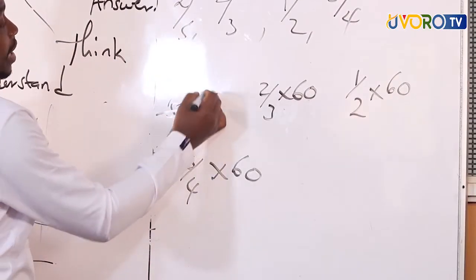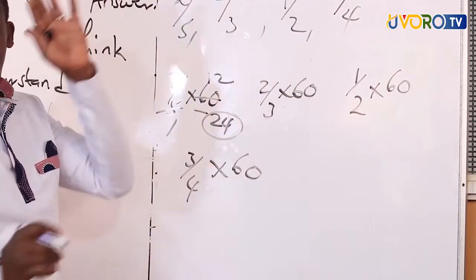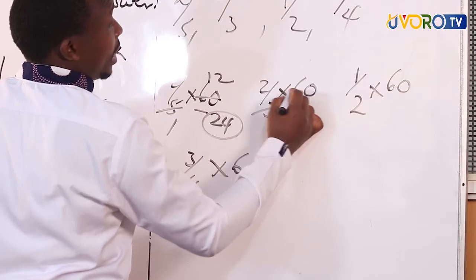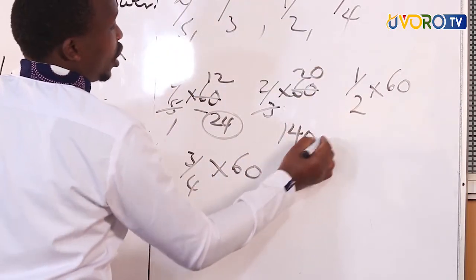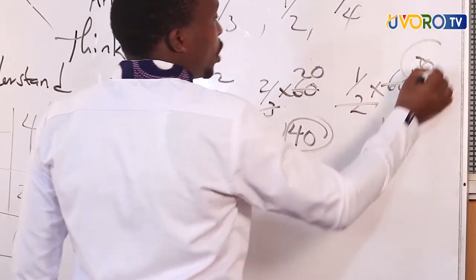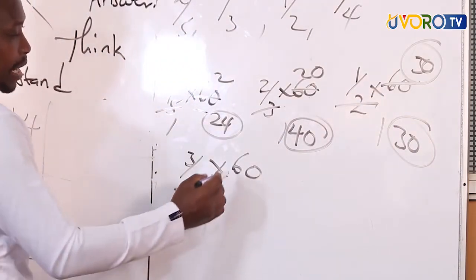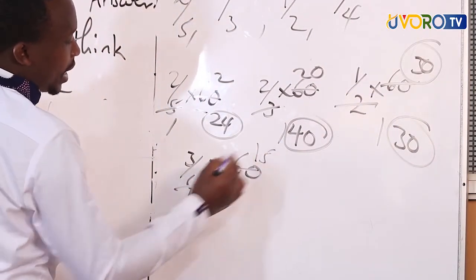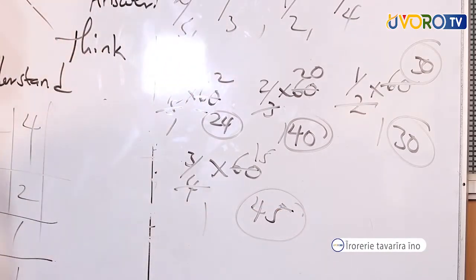Now, 2 over 5 times 60. By 5, 1. By 5, 12. So this one gives us 24. You circle it. By 3, 1, by 3, 20. Now, this one is 40. You circle that 40. By 2, 1, by 2, 30. You circle that 30. By 4, 1, by 4, 15. Times 3, 45.